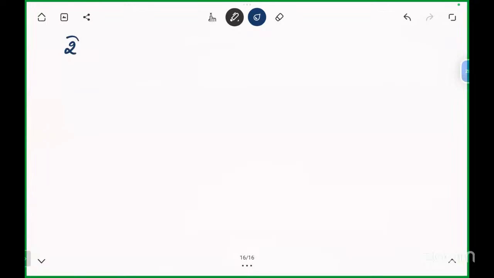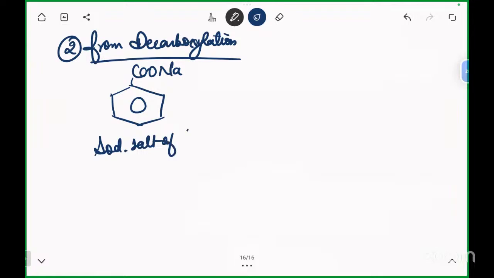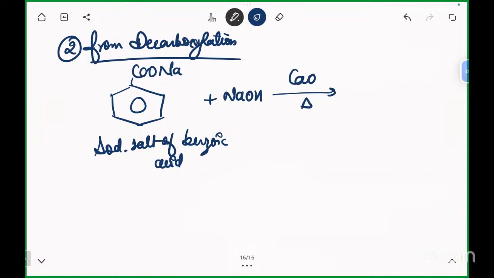Second method, from decarboxylation we can easily form benzene. From the decarboxylation reaction, over benzene we have COONa, the sodium salt of benzoic acid. When it reacts with NaOH in the presence of CaO and you heat it, that is again soda lime. NaOH plus CaO is soda lime. It will give out Na2CO3 along with the benzene. So this is again most important.